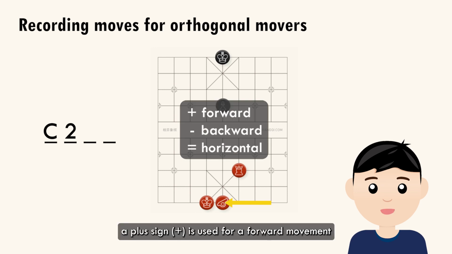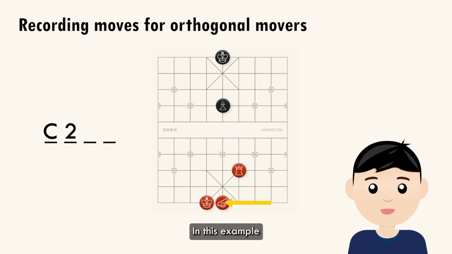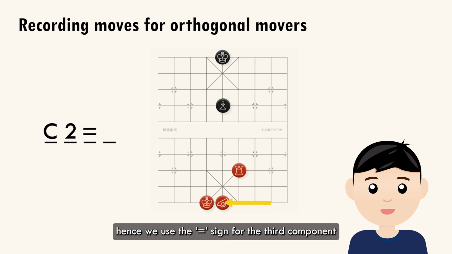The plus sign is used for a forward movement. A minus sign is used for a backward movement. An equal sign is used for a horizontal movement. In this example, the cannon is moving horizontally. Hence, we use the equal sign for the third component.